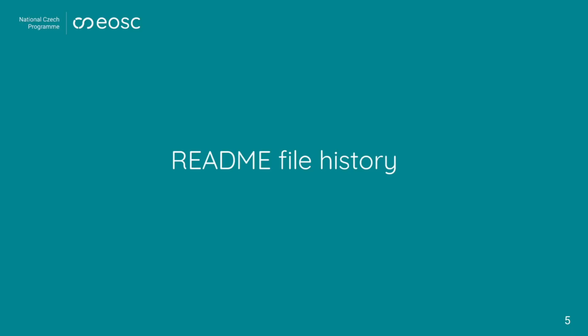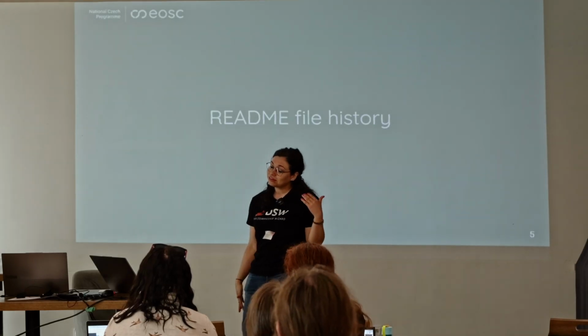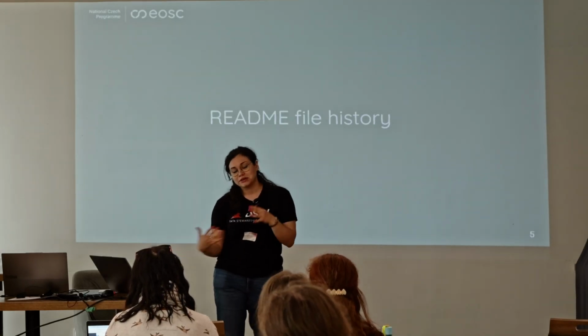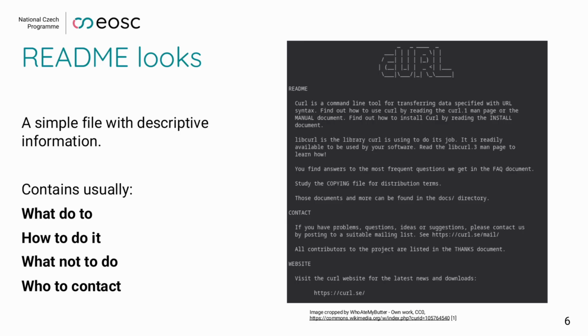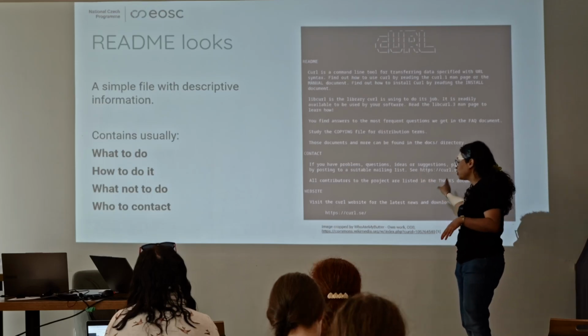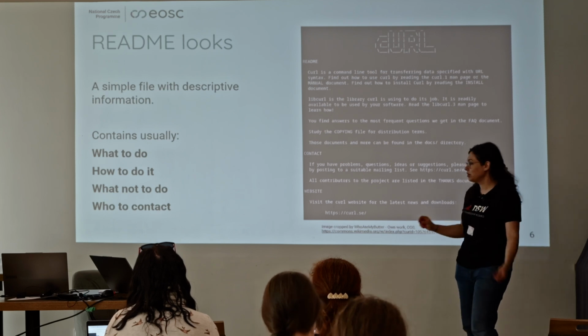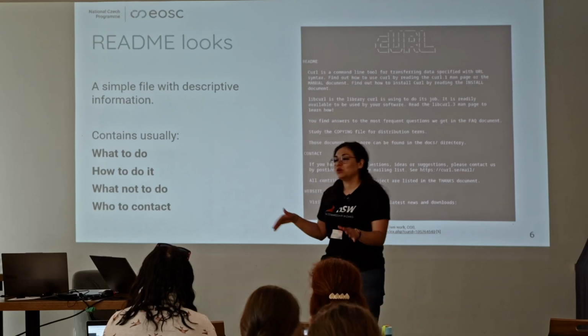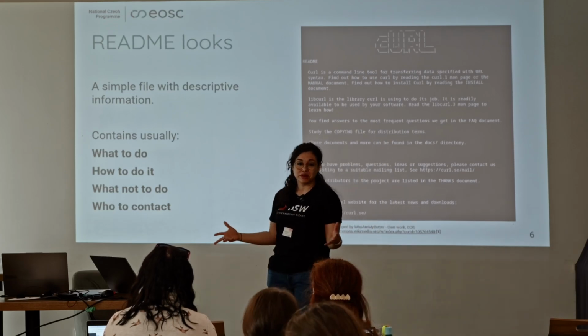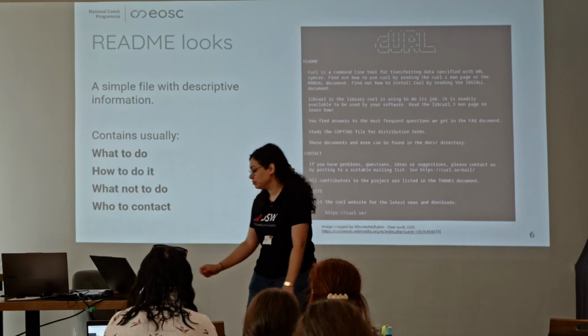So, Readme file history. If you have seen Readme files but have never created one, you might not understand the logic behind them or why they came to be. A Readme file in general looks like this. This is a Readme file for a software. It says it's a Readme, it has a logo created with just symbols, and then some contact, and more information below on how you can use something. So what a Readme usually says is what to do, how to do it, what not to do, and who to contact if you have any problems with a project, a software, or something.